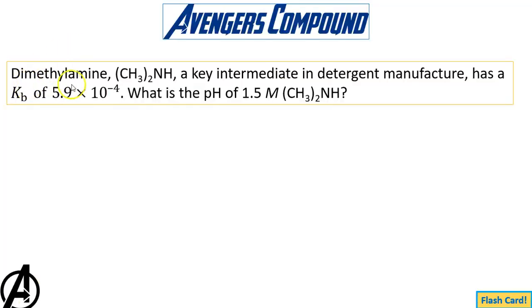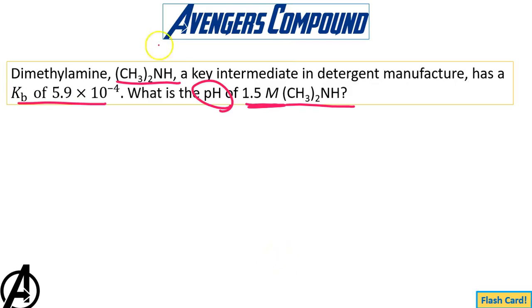Okay, this says dimethylamine, (CH3)2NH. That means we have two R groups, and then we have NH here. A key intermediate in detergent manufacture has a Kb value of 5.9 times 10 to the negative 4. What is the pH of a 1.5 molar (CH3)2NH solution? All right, folks, so we're given our overall weak base, we're given our Kb. They want us to find the pH, and we're given an initial amount for our overall weak base.